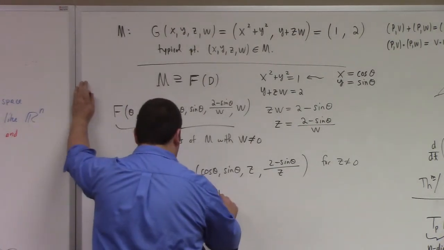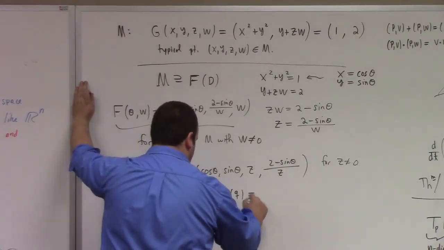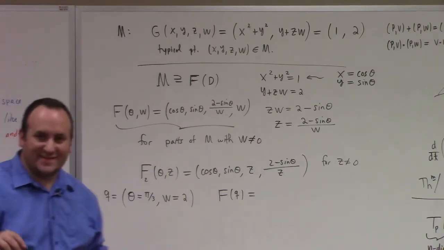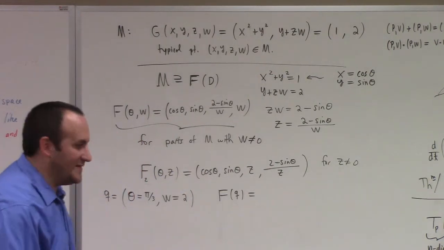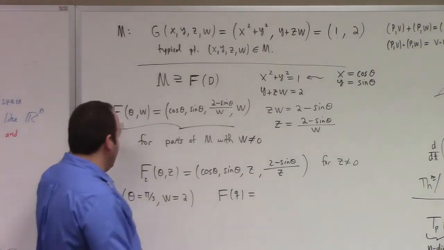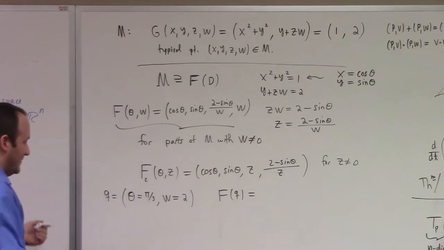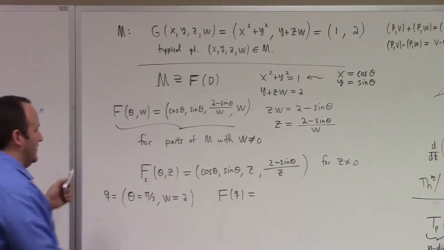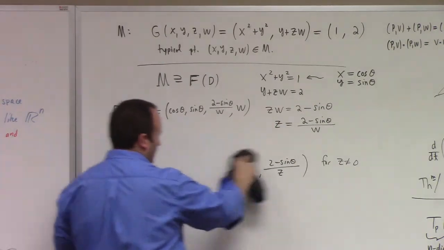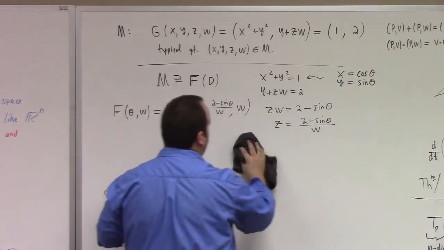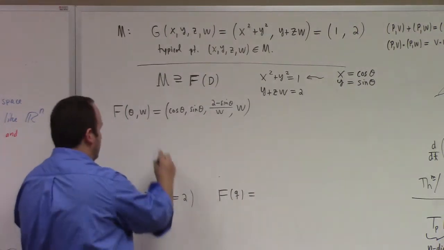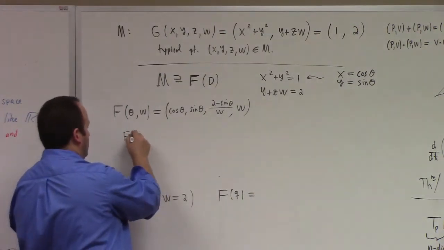So what's F of q? I need to make a decision. Which one are we using, or does it matter? Is this point common to both of these patches? Let's go with F then, because I want to buy us some board space here. So we want to look at F of q.